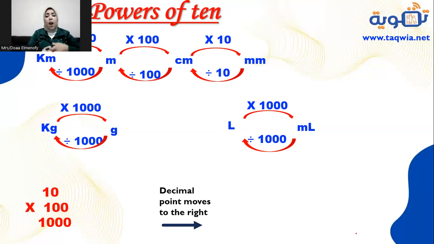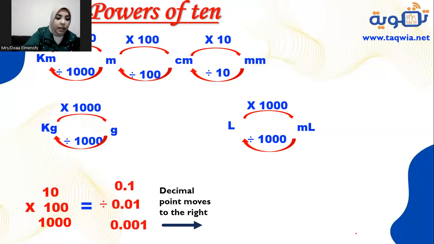Okay, and here they are equivalent if we divide by 0.1, 0.01, 0.001. In this case, if I want to divide by 0.1, you're going to move the decimal point to the right, yes, one place. And if you divide by 0.01, you're going to move the decimal point two places to the right. And if you divide by 0.001, you're going to move the decimal point, how many places? Three places to the right, okay?